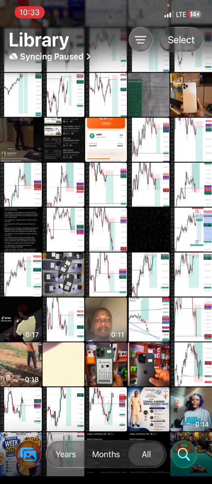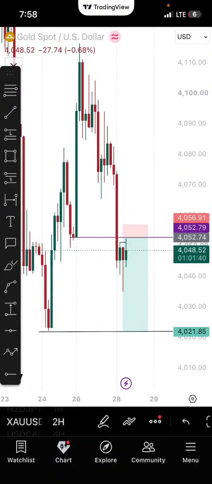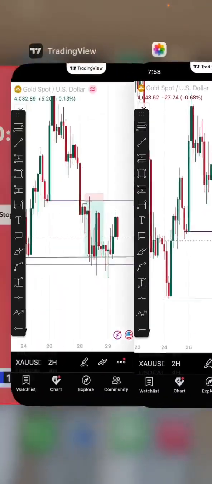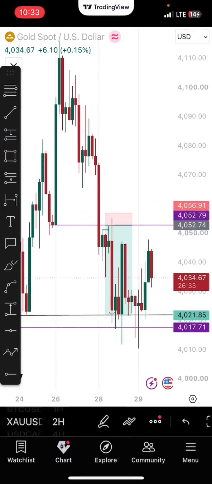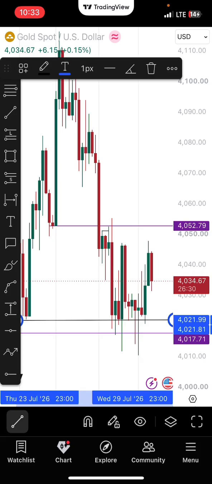Where is it? Yeah, this is it. The before of XAUSD. This is the before of the trade. Now let's dive straight into it. Clear all of this first.